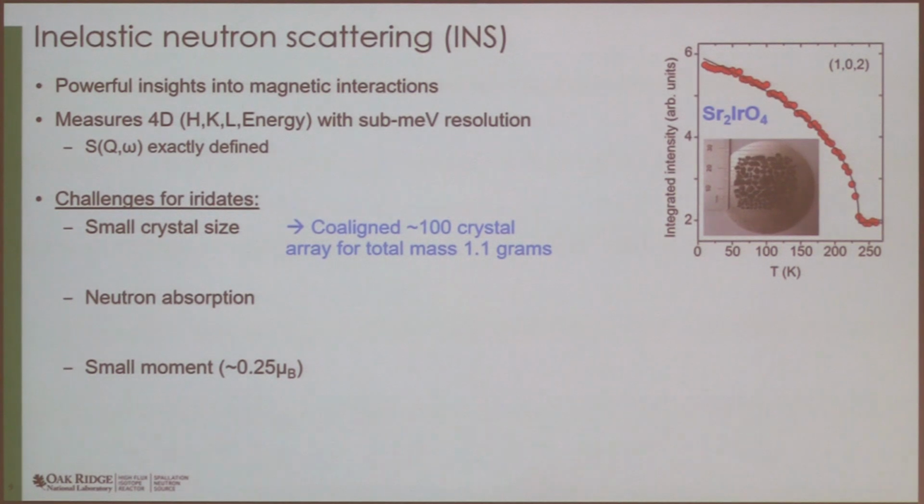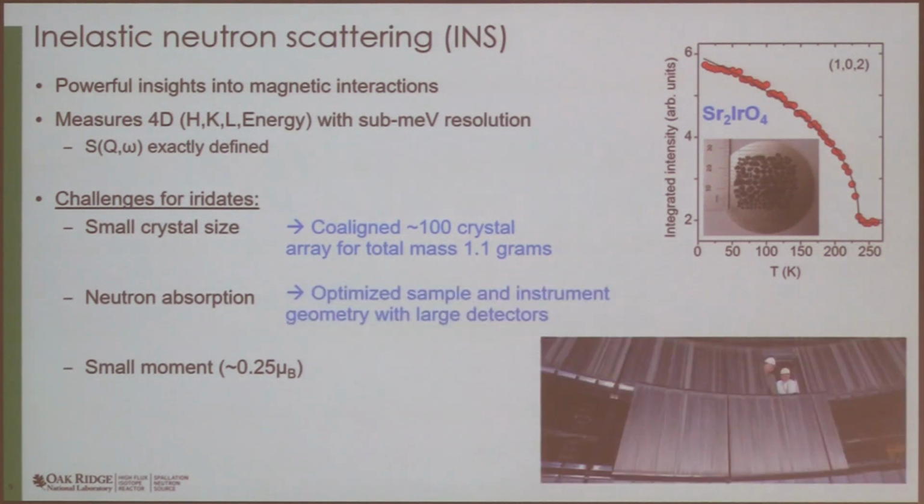So what we did was we grew a lot of small Sr2IrO4 crystals. Actually, the one in the middle is a very large, or relatively large, one of around 0.3 grams. But we co-aligned, it says around 100, I think there was 97 crystals, to have a total mass over 1.1 grams. Here's the ordering of the magnetic Bragg reflection, showing that the whole array orders continuously together. There's no different onset of ordering temperatures.